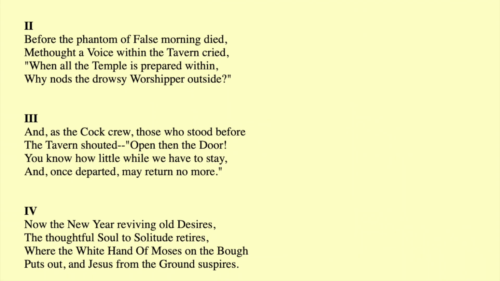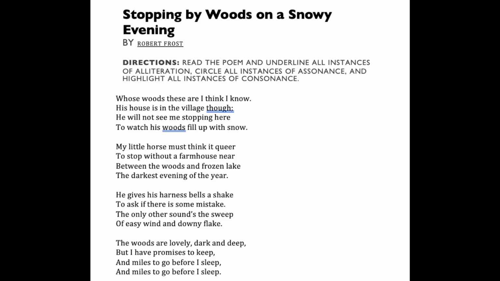Now what I want to get into here is a lesson about the sound devices, because that's where the poem really gets interesting. Here you'll see the directions. Read the poem and underline all instances of alliteration, circle all instances of assonance, and highlight all instances of consonance.